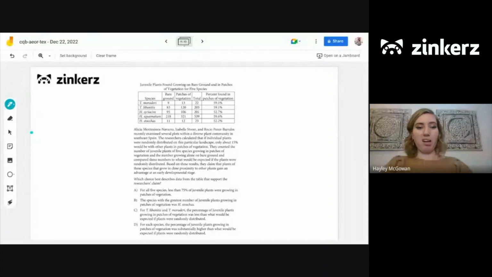So let's see, we have our question here, which is: which choice best describes data from the table that support the researcher's claim? So we need to figure out what the researcher's claim is in order to answer this question. So let's take a look at the passage.